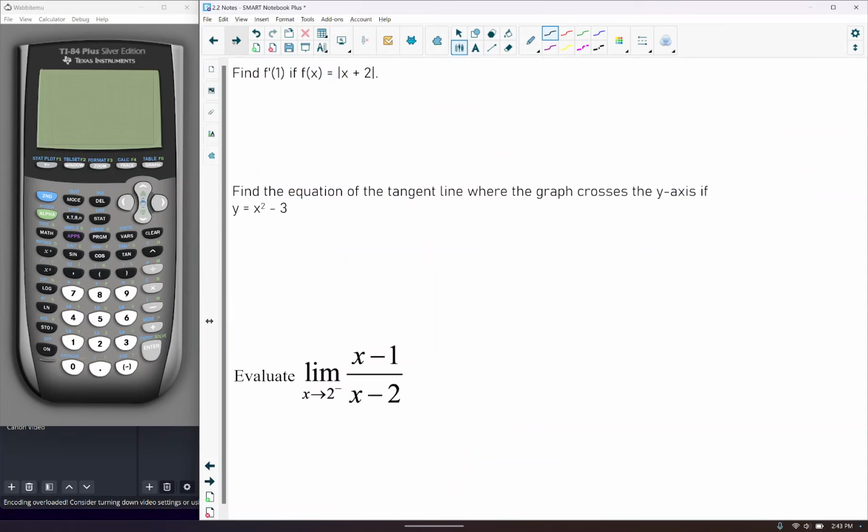Find f prime if f of x equals absolute value of x plus 2. Well, the absolute value of x plus 2 is equal to x plus 2 when x is greater than or equal to negative 2, and the opposite of x plus 2 when x is less than negative 2, because you're going to get negative values. When x is less than negative 2, you're going to get negative values, and what does absolute value do? It takes the opposite of negative values.